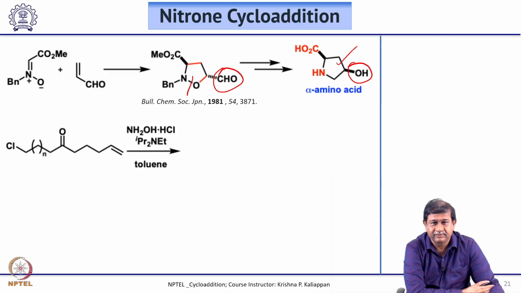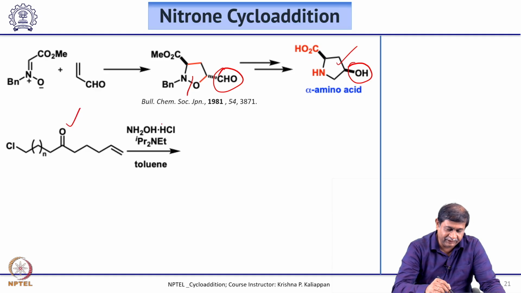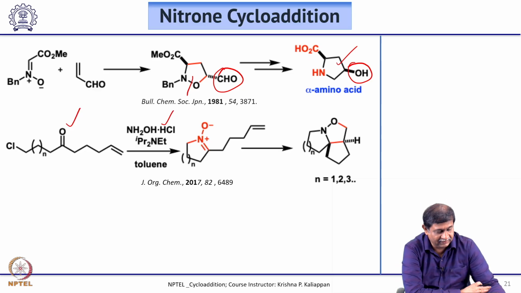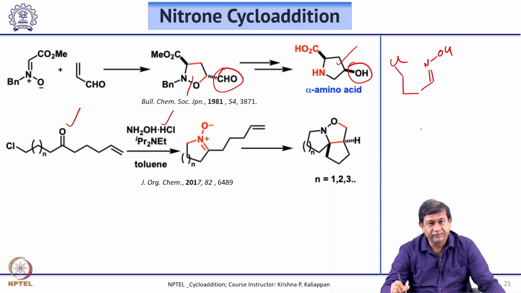Now let us look at this example. This is a very interesting example. You have a ketone, and when you treat it with hydroxylamine, it will first undergo condensation to form the corresponding oxime, and you can see here you have a leaving group that is chloride. So intramolecularly the nitrogen will attack, and that will form the 5-membered nitrone.